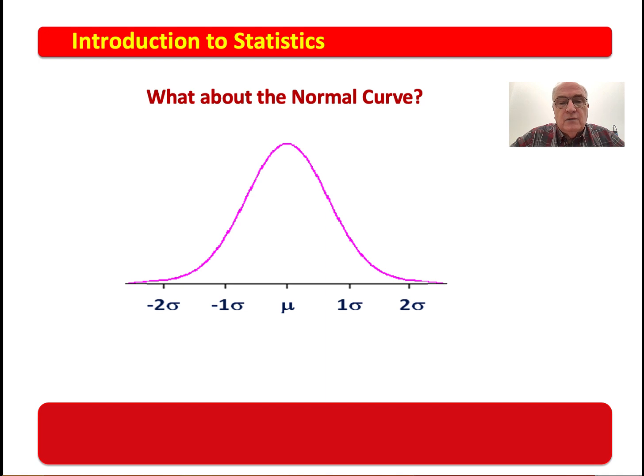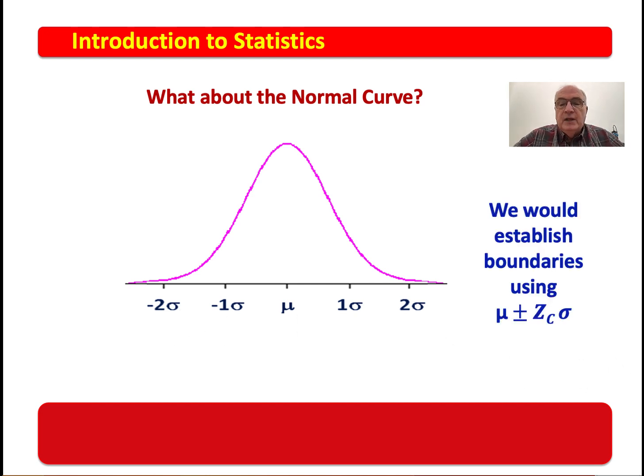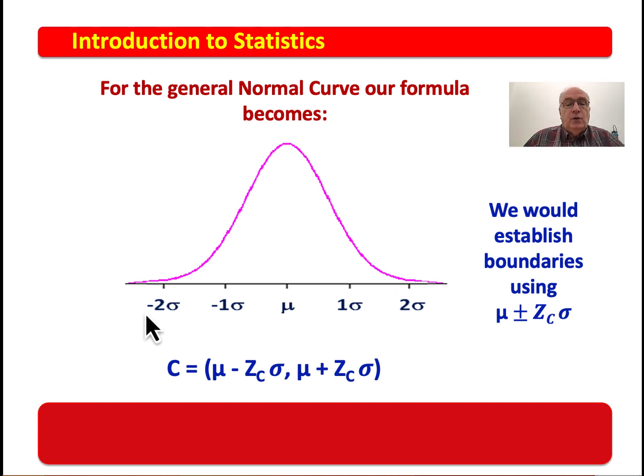What about the normal curve? What about one that is in terms of mu, where mu has a value and we have one standard deviation above, two above, one standard deviation below, and two standard deviations below? We would establish our boundaries using mu plus or minus z confidence times the standard deviation. So many standard deviations below and so many standard deviations above. That gives us this formula. Our confidence interval boundaries: the lower bound is mu minus z confidence times sigma, and the upper bound is mu plus z confidence times sigma.